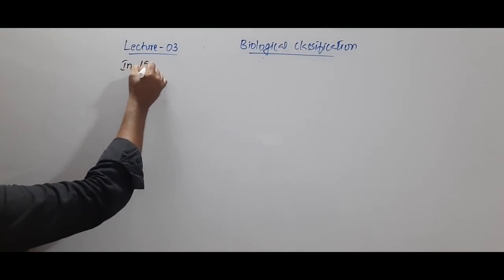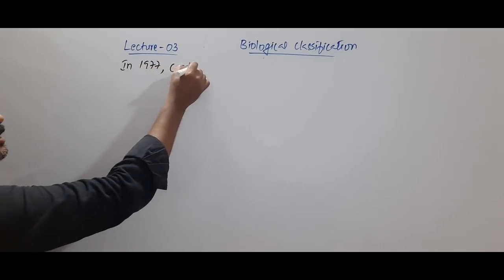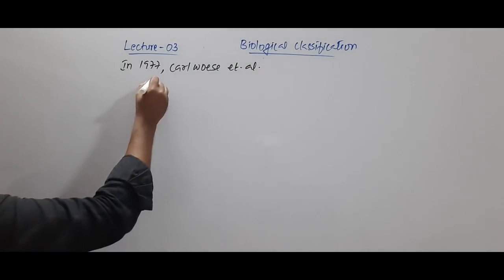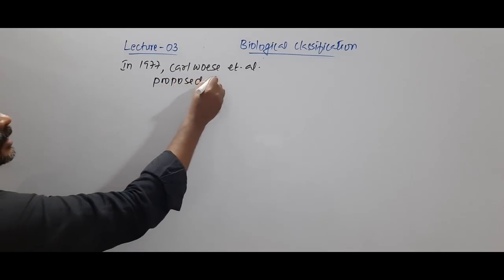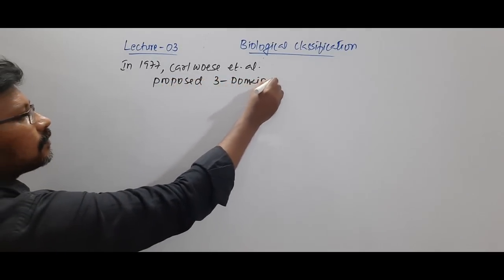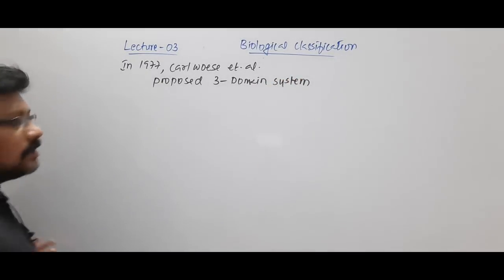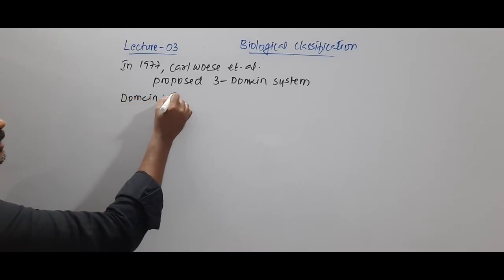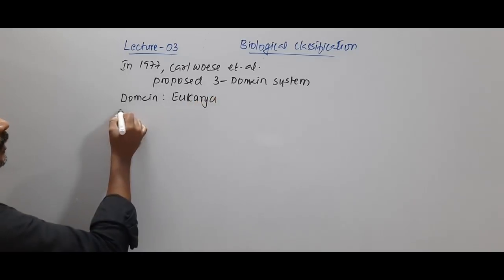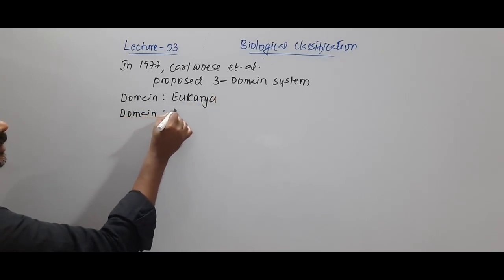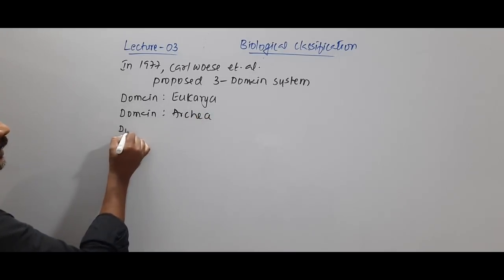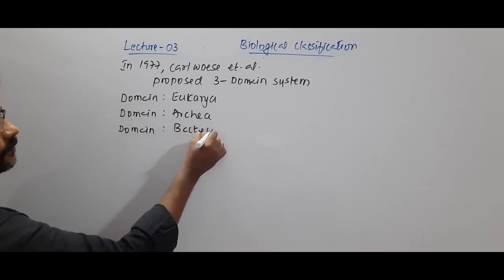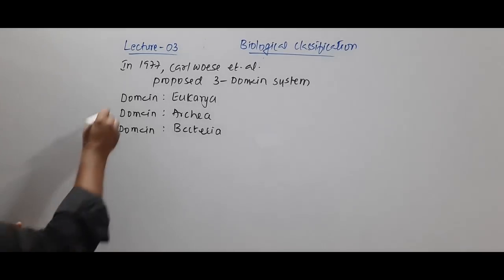In 1977, Carl Woese et al. proposed a three domain system. He proposed a three domain system, and those three domains are domain Eukarya, then domain Archaea, and then domain Bacteria. So these are three domains.